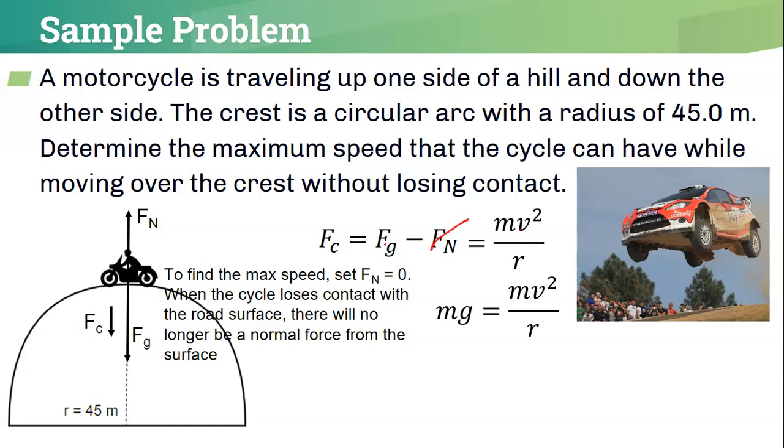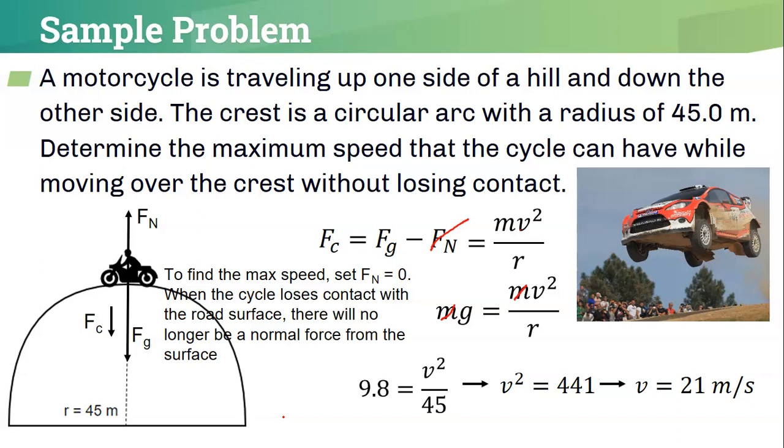Fg is equal to mg. So this whole equation boils down to mg equals mv squared over r. Hopefully you'll notice that those m's cancel. Plug in 9.8 for g, v is what we're looking for, and r is equal to 45. Multiply both sides by 45. Take the square root of both sides, and we get that the maximum speed is 21 meters per second.